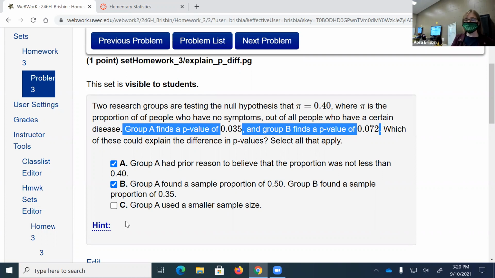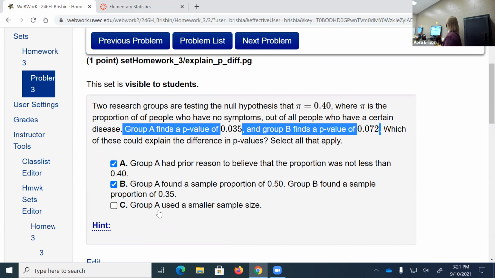And then option C, group A used a smaller sample size. So assume that everything else is the same. So they're both using a two-sided alternative hypothesis. Forget about the possible difference between their sample proportions. If the only difference between the two groups is their sample size, and group A had a smaller sample size, which group do you expect to have stronger evidence against the null hypothesis? Right? So if group A has a smaller sample size, okay. Brady, did you start to raise your hand?